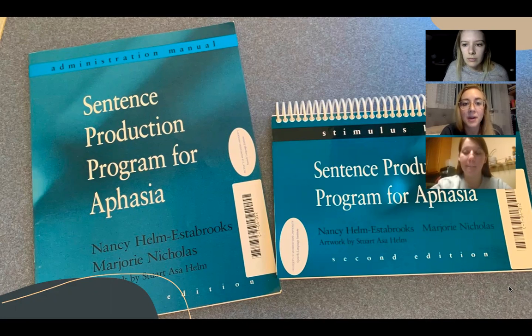The stimulus book that you see on the right is what is used during the session. It includes a picture that corresponds to the probe on the other side. There are 8 sentence types included in the stimulus book, and each sentence has 15 items. When the patient gets both the level A and level B probe correct, the clinician will continue on to the next sentence type.